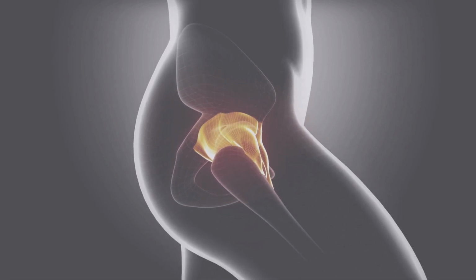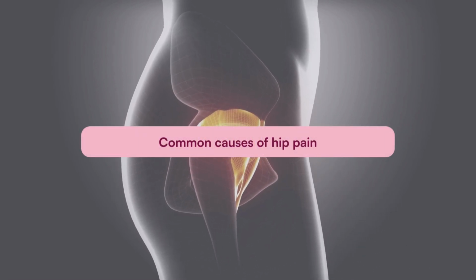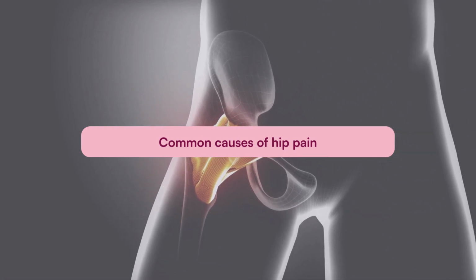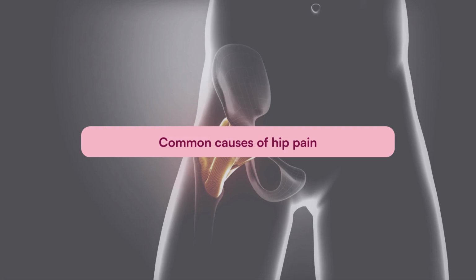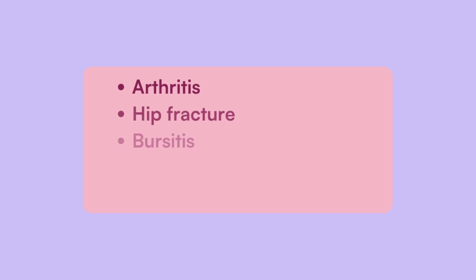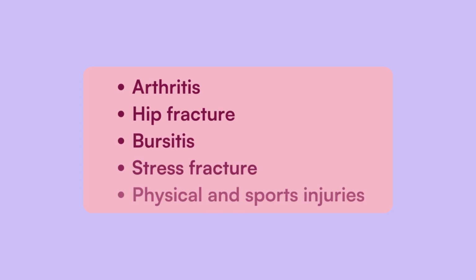The hip is prone to various problems and injuries, severely impacting its proper functioning. Hip pain, often due to hip joint dysfunction, can manifest in multiple locations such as the back, front, and side. Here are some common hip pain causes: arthritis, hip fracture, bursitis, stress fracture, and physical and sports injuries.